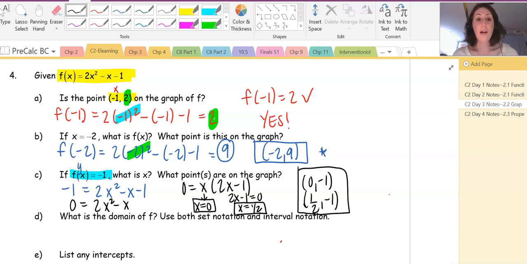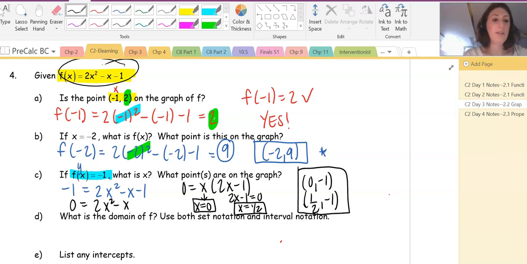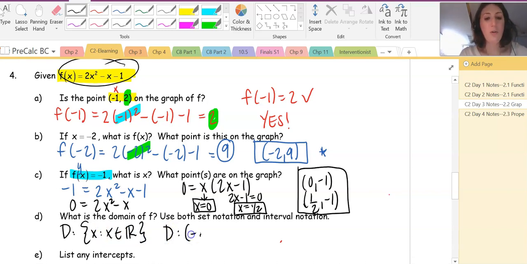Okay. What is the domain of f? Use both set and interval notation. Well, f is a parabola, right? It's a quadratic, 2x squared. So we should know that our domain is just all real numbers. So we can say x such that x is an element of all real numbers. Or for interval notation, -∞ to infinity.